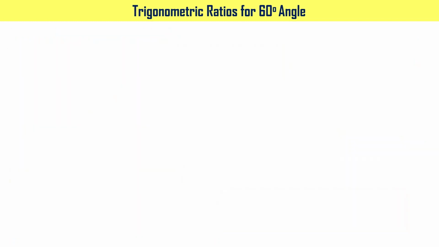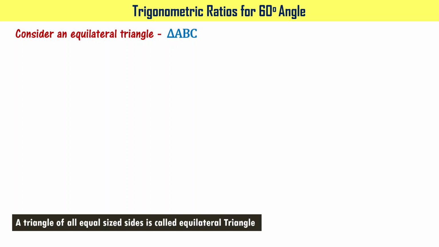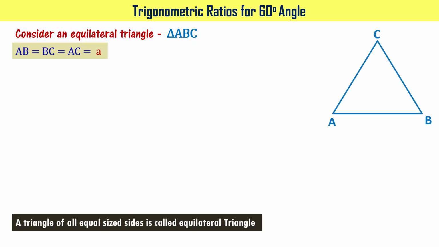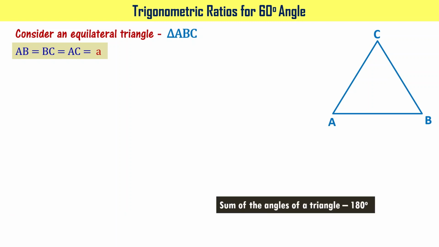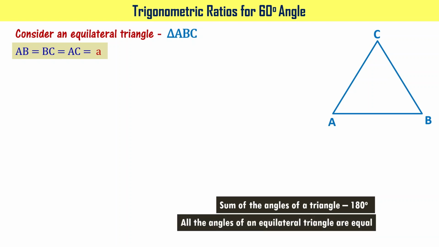Now let's learn about trigonometric ratios for 60 degrees angle. This time let us consider an equilateral triangle, that is triangle ABC. A triangle of all equal sides is called equilateral triangle, right? I say that AB equal to BC equal to AC equal to A units. And we know that sum of the angles in a triangle is 180 degrees. Since all three sides are equal, the corresponding angles are also going to be equal for equilateral triangle, right? It means angle A equal to angle B equal to angle C equal to 60 degrees. Please take a note of that.